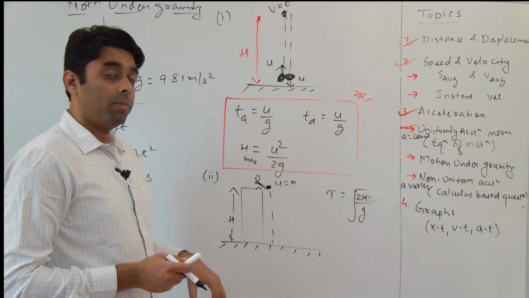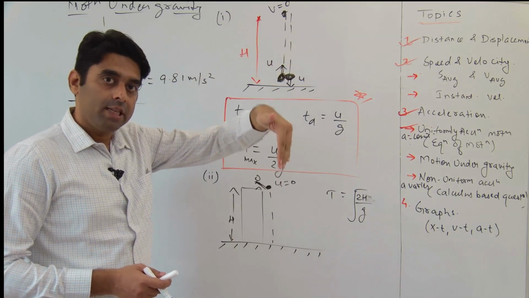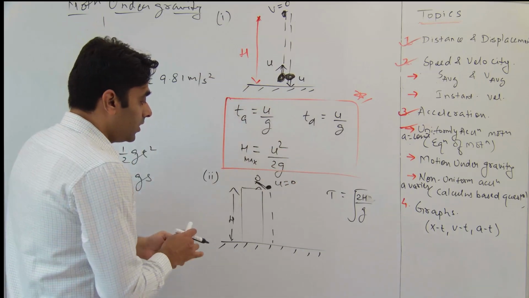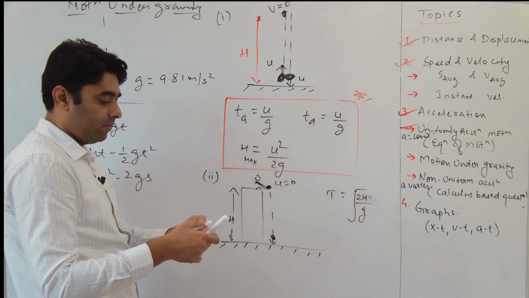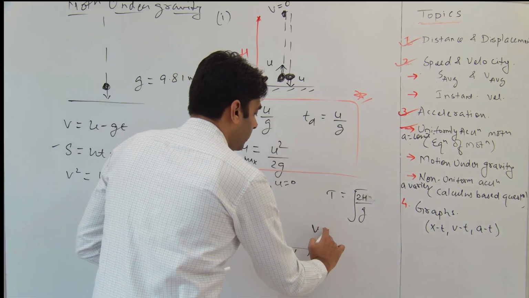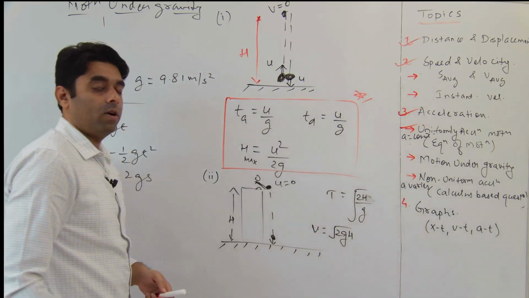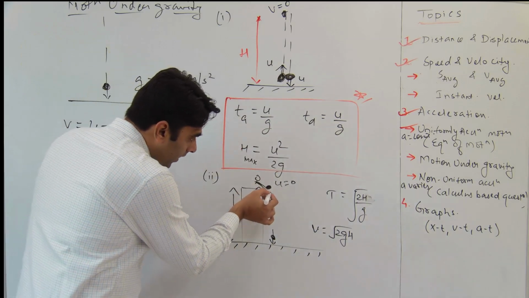Next, because a particle is dropped, it is coming down, g is downward, that means its velocity increases, and its velocity is maximum just before hitting the ground. Just before hitting the ground, the magnitude of velocity will be root over 2gh. At any time also we can write down the velocity.